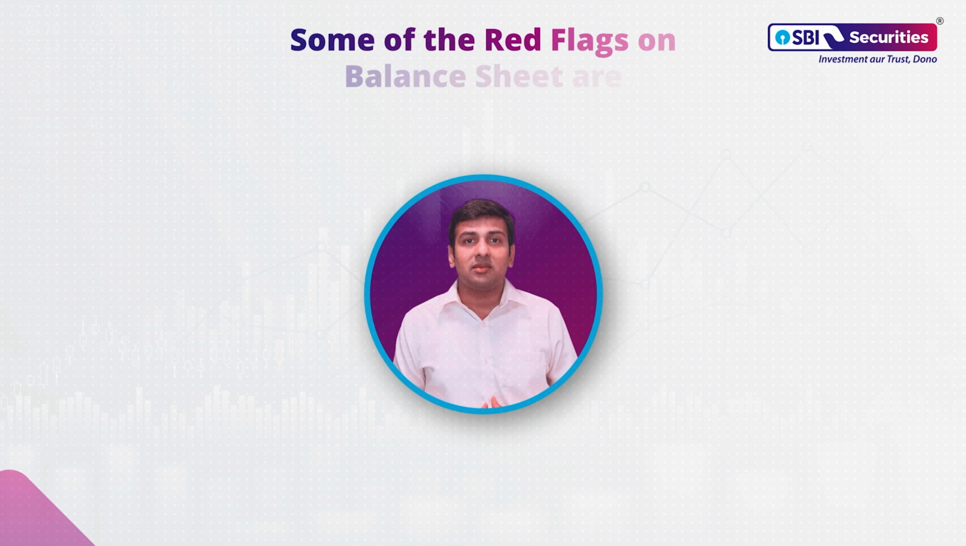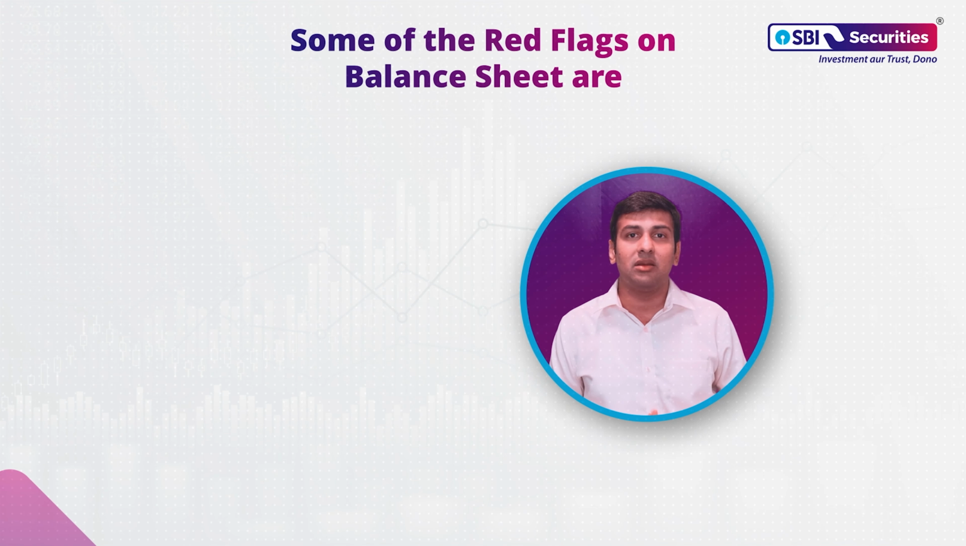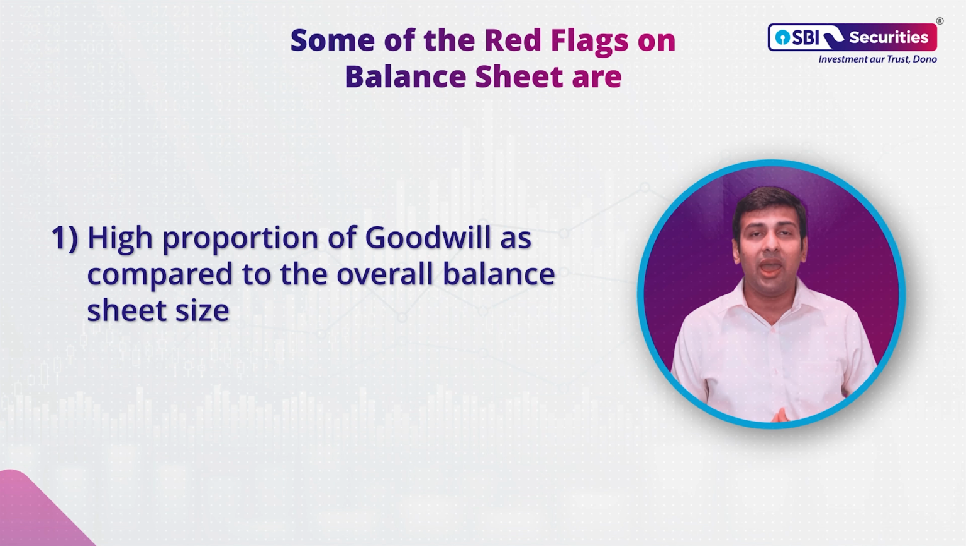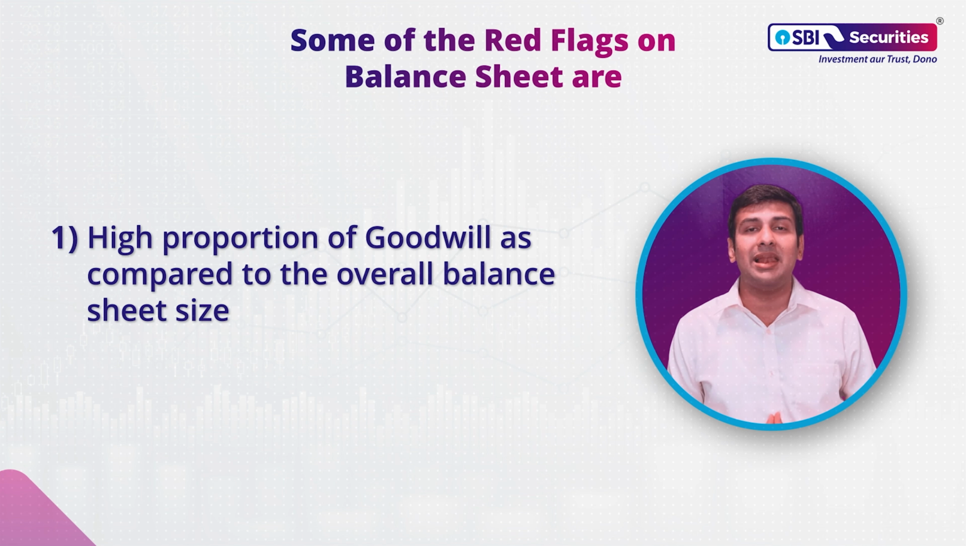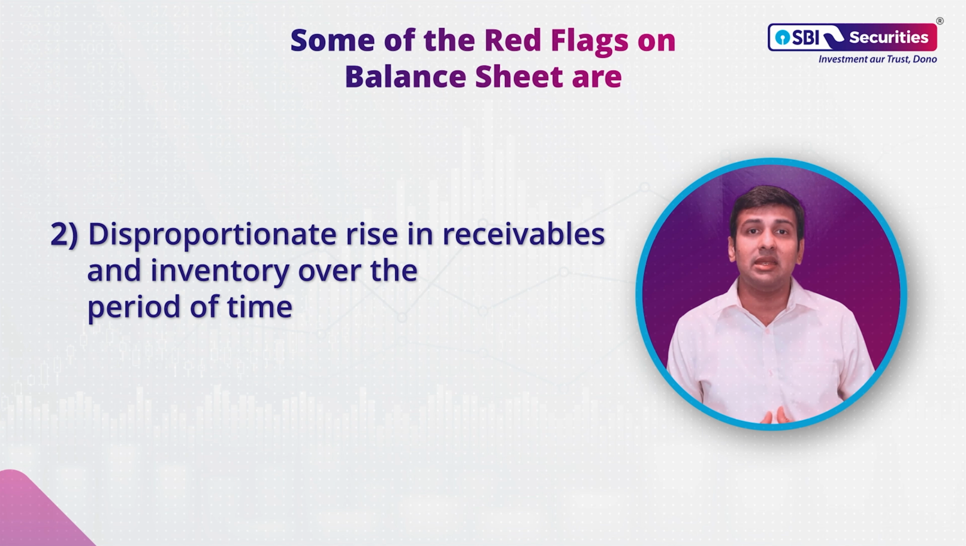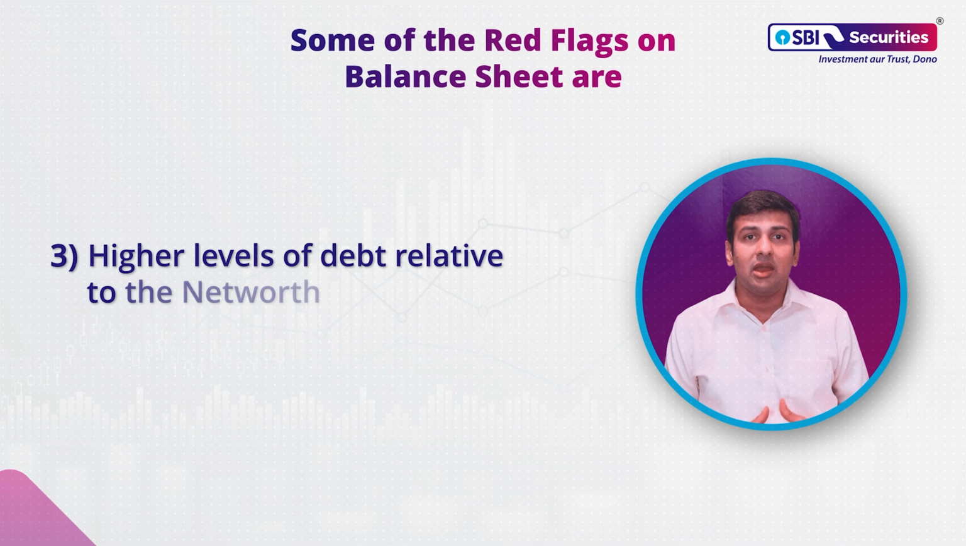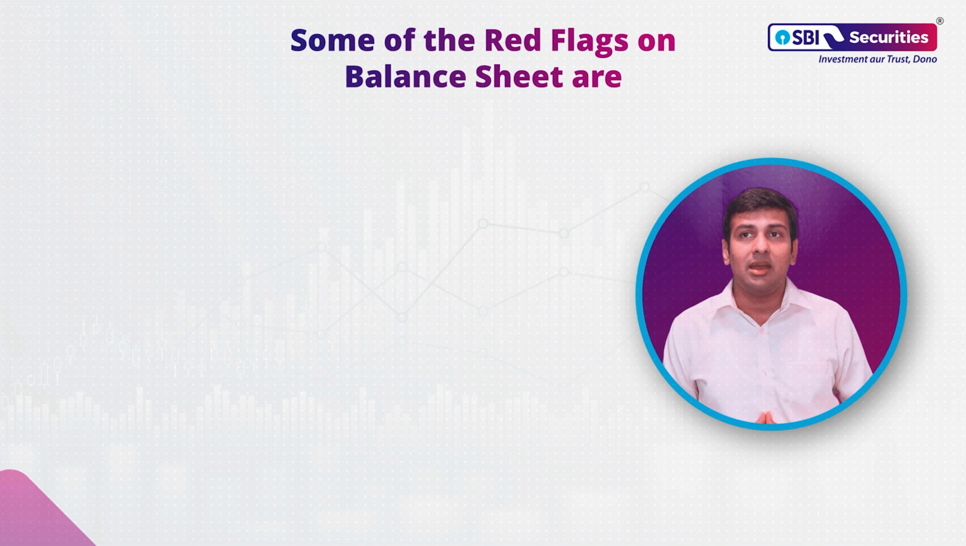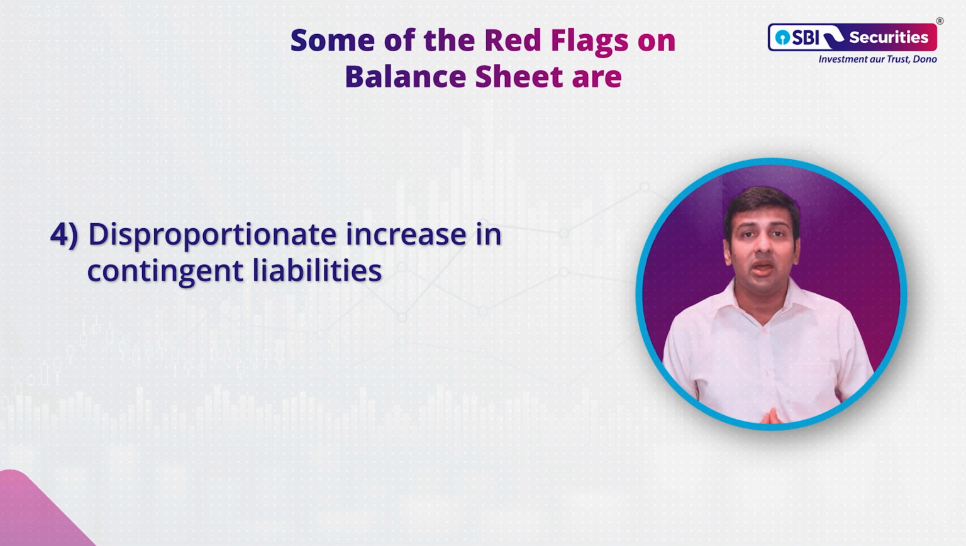Let us look at some of the red flags in a balance sheet. So the first one is where you have a higher proportion of goodwill as compared to the overall balance sheet size. Second, you have disproportionate rise in receivables and inventory over a period of time. Third one is where you have higher levels of debt as compared to the net worth. And the fourth one where you have disproportionate increase in contingent liabilities.